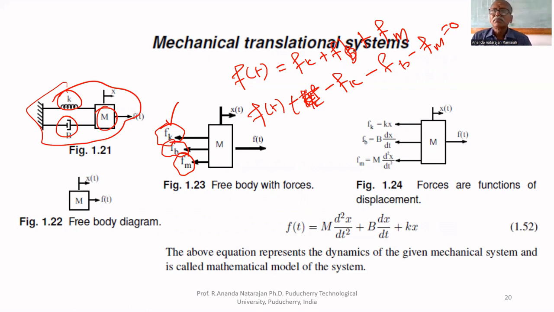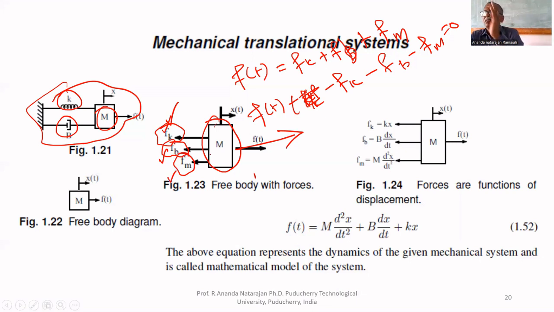So what is a free body diagram? If the body is not fixed to any other mass, then it is called a free body. If you apply some force, it will move. But if the reaction forces are equal to the applied force, then it will stand still. Now this is a free body. In it we are applying a force of F of t. The reaction forces are F of k, F of b, and F of m. That's why this free body remains there, and that's why this diagram is called a free body diagram.